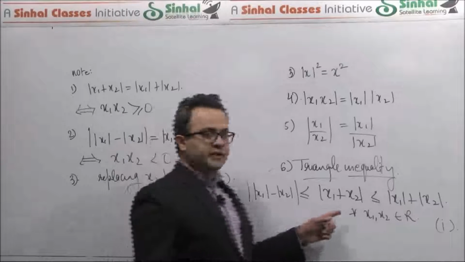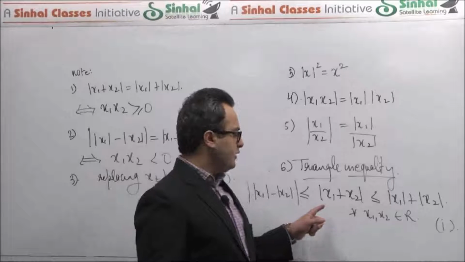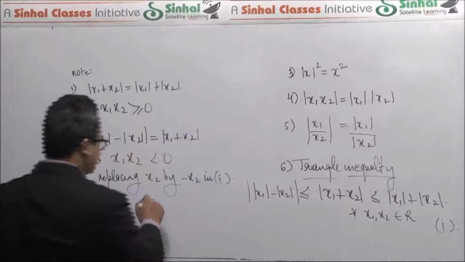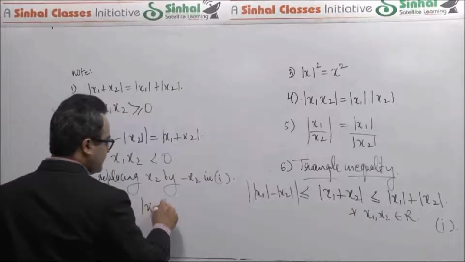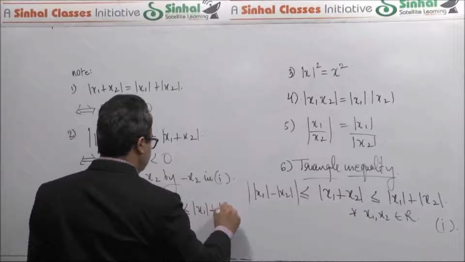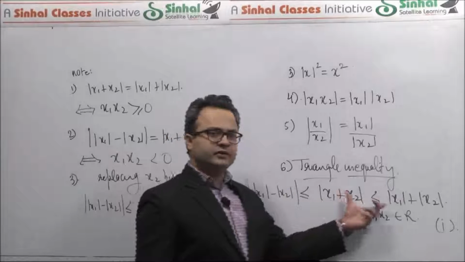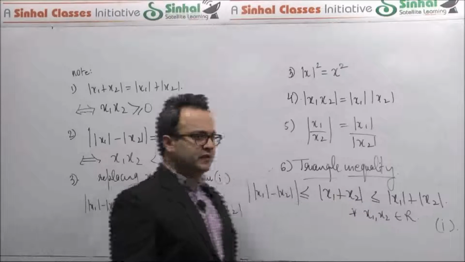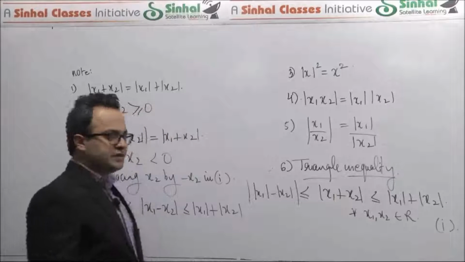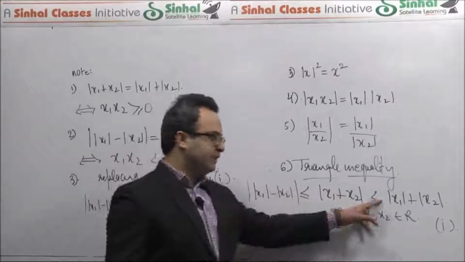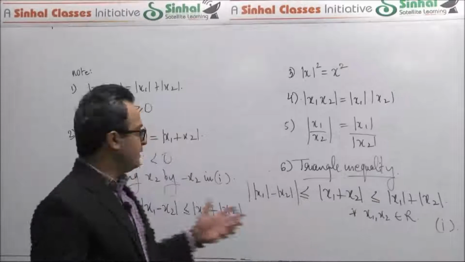Now, since this inequality holds true for all possible real values, what I can do is replace x2 by minus x2, in which case I'll get that mod of x1 minus x2 also satisfies the same inequality. The inequality will also hold true if instead of x1 plus x2 I have an x1 minus x2 over here. What will change of course are the conditions of equality on both the sides. Both the equality conditions will reverse.